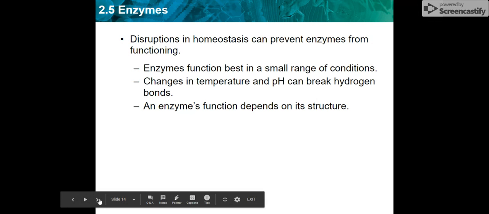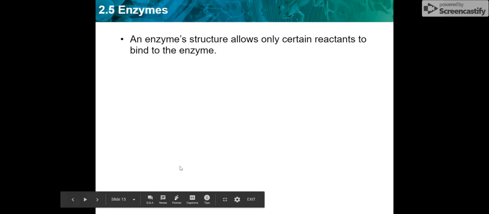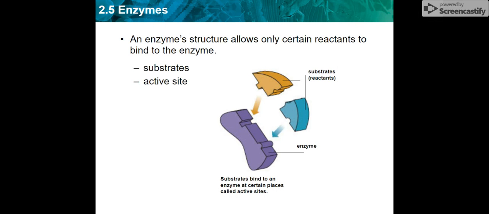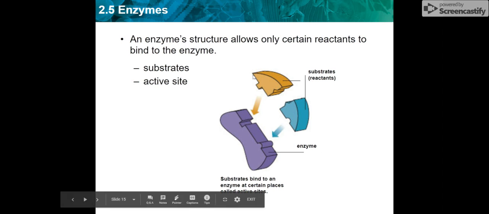Okay, so if the cell gets too hot or too cold, or the pH gets too high or too low, the protein cannot hold its shape and the enzyme would not be able to do its job. Okay? And enzymes are pretty awesome because they help reactions happen in cells, but they only work for very certain reactants. Enzymes have a very specific three-dimensional shape that only very specific molecules will fit.